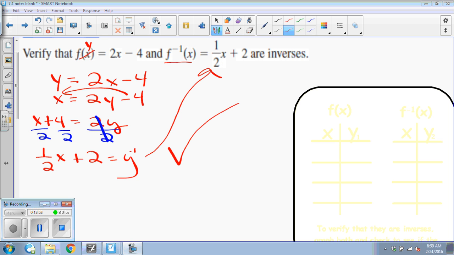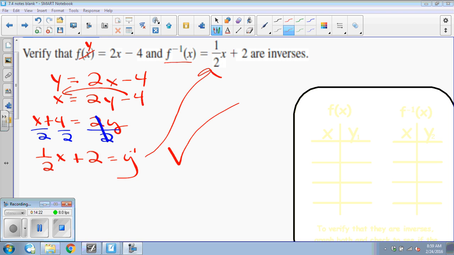Okay, so it might give you f of x and give you f negative 1 of x and say, are they inverses, yes or no? So you can take the original and find the inverse and see if it matches the inverse that they told you. Another way to do it would be what? Put this one in the calculator as y1. Put this one in the calculator as y2. And then we can look at the table.